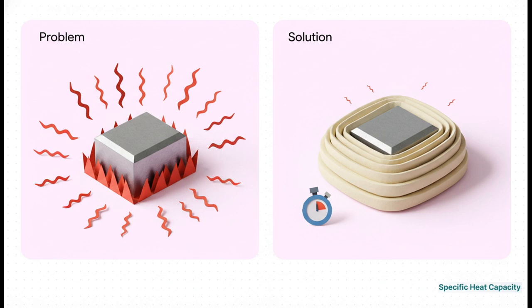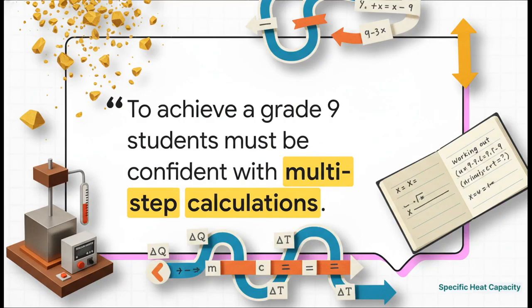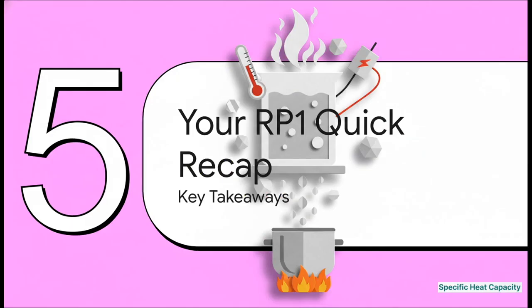Another little problem is making sure the whole block is at the same temperature when you take your final reading. That's why it's so important to wait a little bit for the temperature to peak after you've turned the heater off. And here's a massive tip for your exam. Seriously, I can't stress this enough. Getting those top grades often comes down to being really confident with these multi-step calculations. So please, please always show your working out. Even if you mess up the final number, you can still get loads of marks just for showing you know the method.